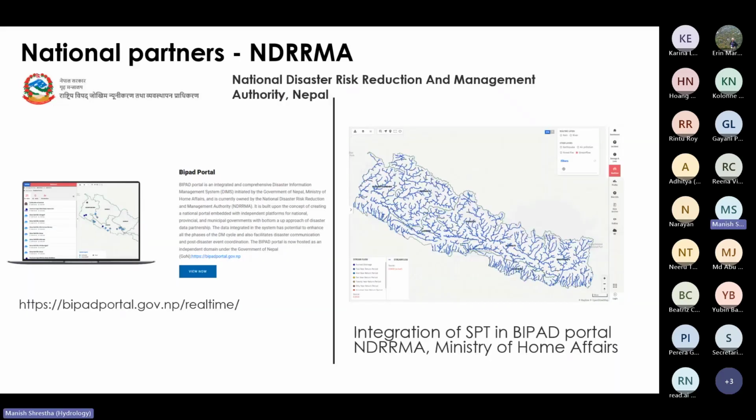There are a few case studies where our tools are currently used by the government. The first one is the NDRRMA, the National Disaster Risk Reduction and Management Authority of Nepal. They are under the Ministry of Home Affairs, and they have a centralized database system for disasters called the BIPAD portal. This portal houses all the information related to disasters and early warning in one platform. Our streamflow prediction tool is also integrated into their system.